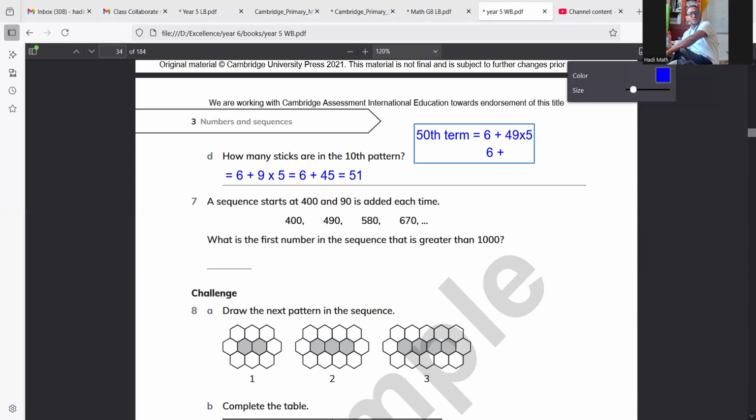And this will be equal to 6 plus 49 multiplied by 5. 49 multiplied by 5 is 245. When you add them together, they give you 251. This is the 50th term.